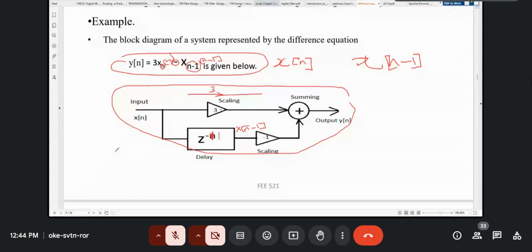So again, this can be a problem you can be given. Of course, more complex problems, we are going to look at when we are doing different types of structures for digital filters. But generally, those are the blocks you will find in a block diagram of a filtering system, of a filter.